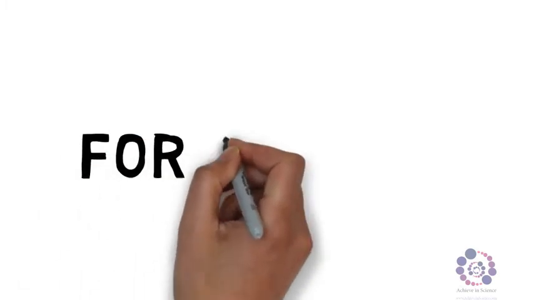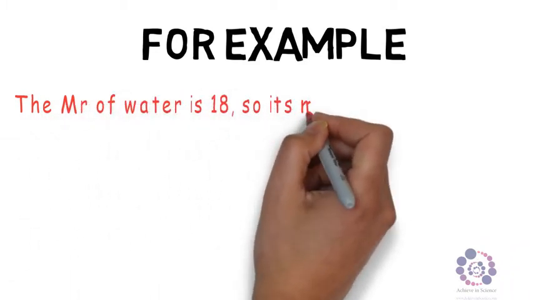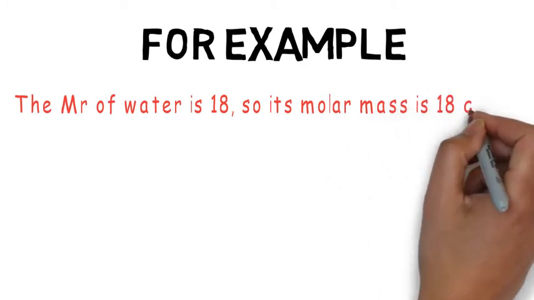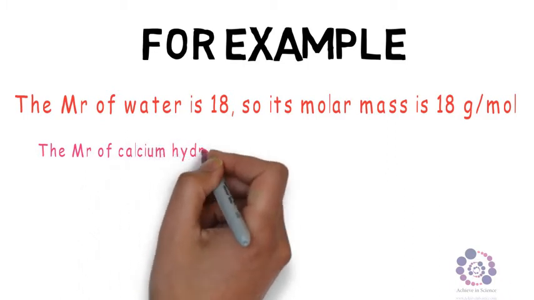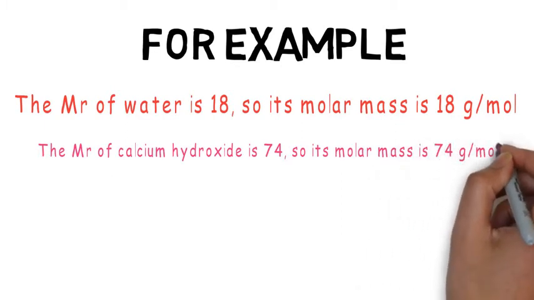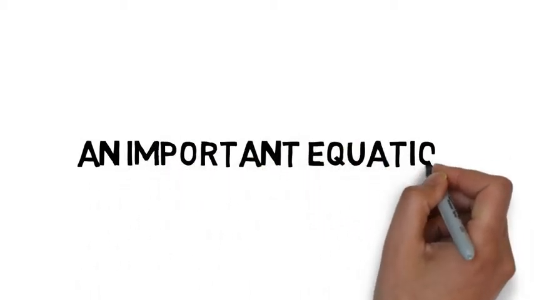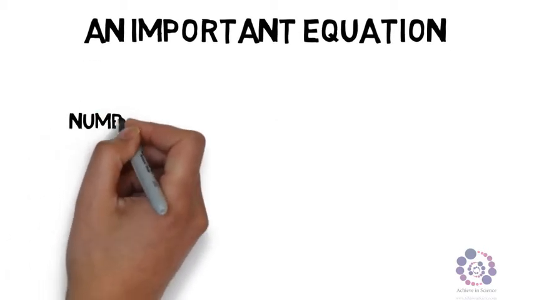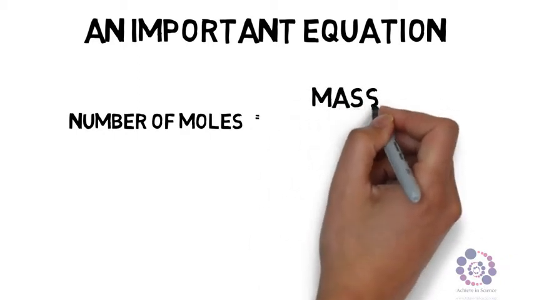Now let's try and make a bit more sense of this by looking at some examples. If we first of all take water, the Mr of water is 18, so its molar mass is 18 grams per mole. The Mr of calcium hydroxide is 74, so the molar mass is 74 grams per mole. Now let's introduce an important equation. Number of moles is equal to the mass divided by the molar mass.